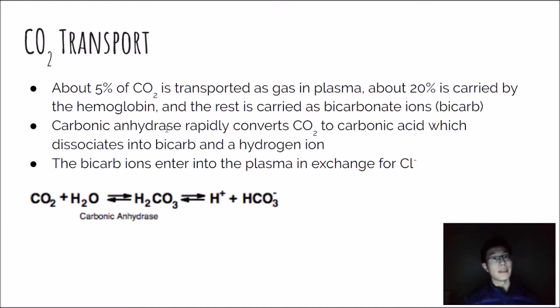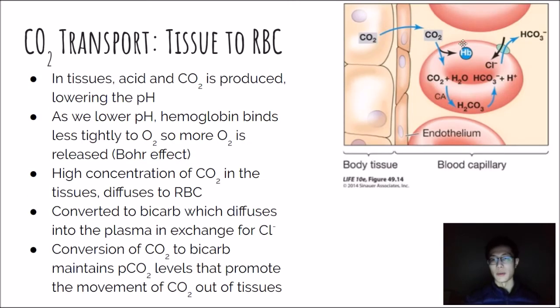And we use this enzyme called carbonic anhydrase to help with the process. So carbonic anhydrase is over here, and it's going to rapidly convert CO2 and water into carbonic acid. That carbonic acid is going to dissociate into a hydrogen ion and bicarbonate, also known as bicarb. And these bicarbonate ions then enter into the plasma in exchange for a chloride ion. So that's going to be shown over here.